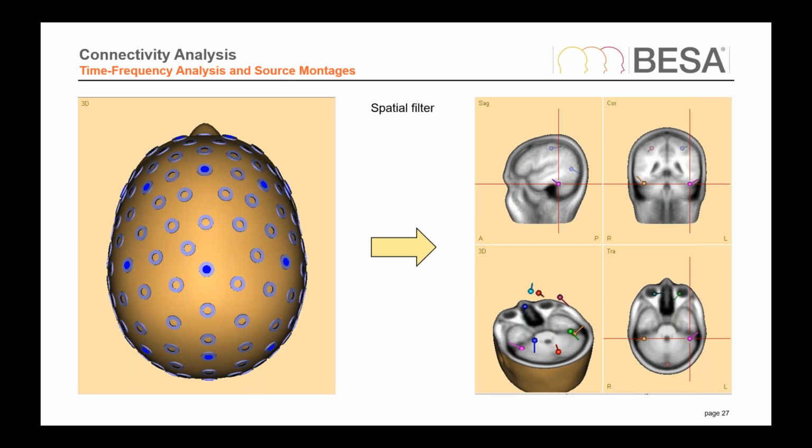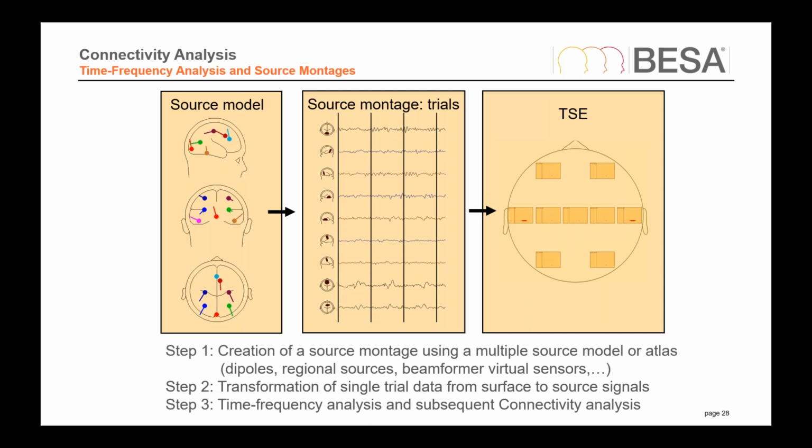Right, but if we know about underlying generators, either from source analysis or from the literature, then we can model each brain generator by one source, shown here on the right. And then we can apply a spatial filter to transform the signal from the scalp to the brain into a so-called source montage. So we have a source model. We create a source montage.